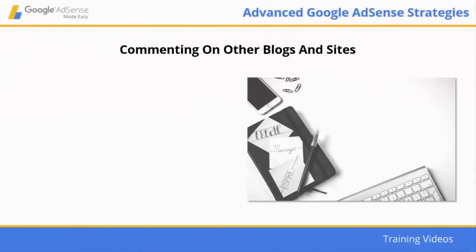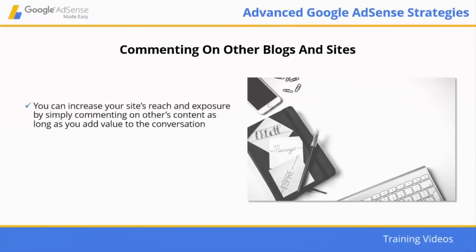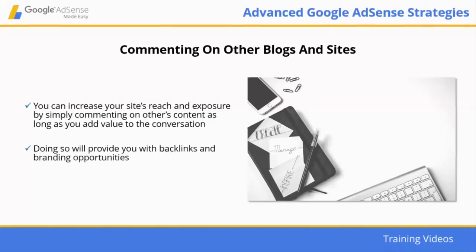Commenting on other blogs and sites. You can increase your site's reach and exposure by simply commenting on others' content as long as you add value to the conversation. And you can do it with subtlety by providing your point of view without mentioning your site or backlinking to your content, because you'll look like your site is spamming a third-party site. Doing so will provide you with backlinks and branding opportunities.